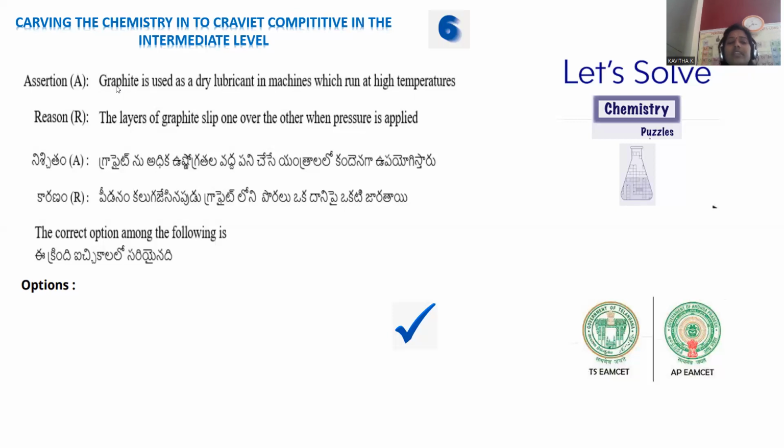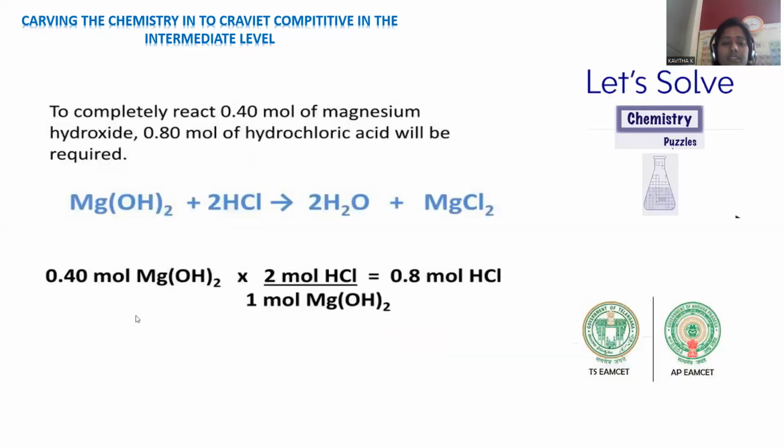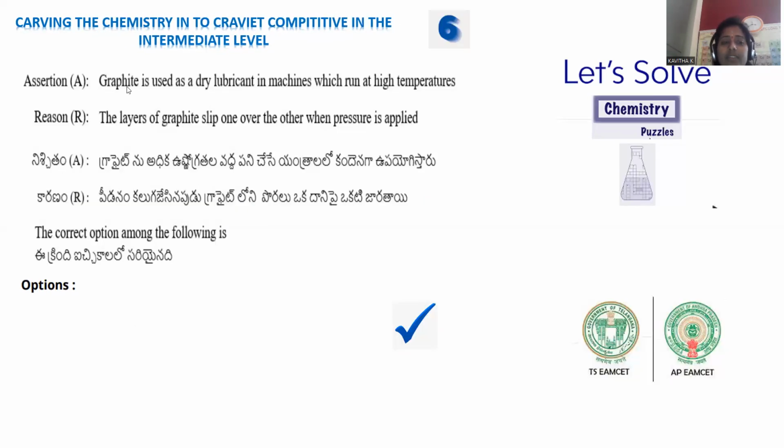And how can we say graphite is a lubricant? What could be the reason for that? The layers of graphite slip over one another when pressure is applied. Graphite is a layered structure. By applying pressure, by applying friction, the layers will slide one upon another, so that friction conditions are completely avoided. Rather, a sliding condition will be provided. It will give smooth rubbing of one surface over another. That is the reason why. So here graphite is an effective solid lubricant used in machinery and automobiles, everywhere.